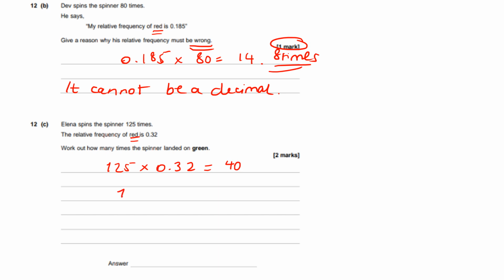So if I do 125 take away 40, I can find out how many are left. So that's going to be 85 green. 85 plus 40 is going to give 125. So there are 85 greens. So it landed on green 85 times. So that's how you get 2 marks from this.